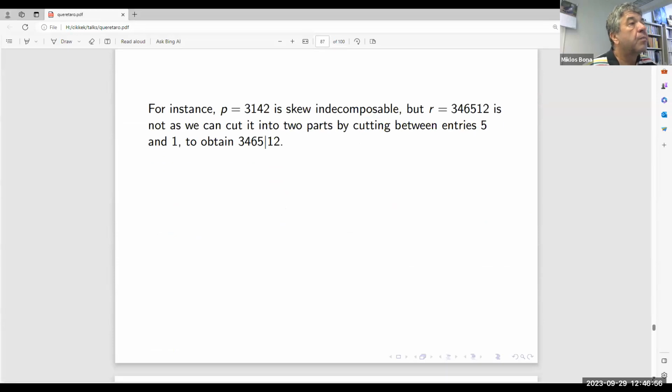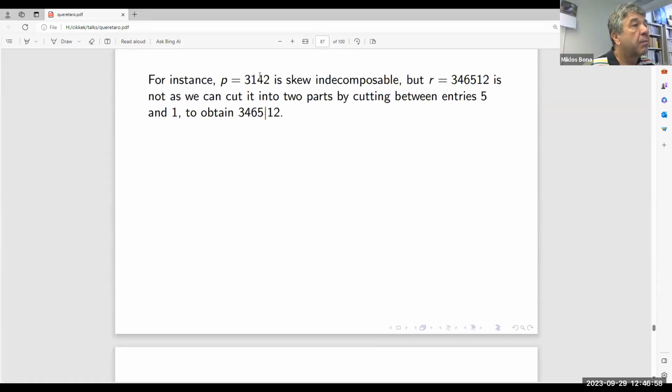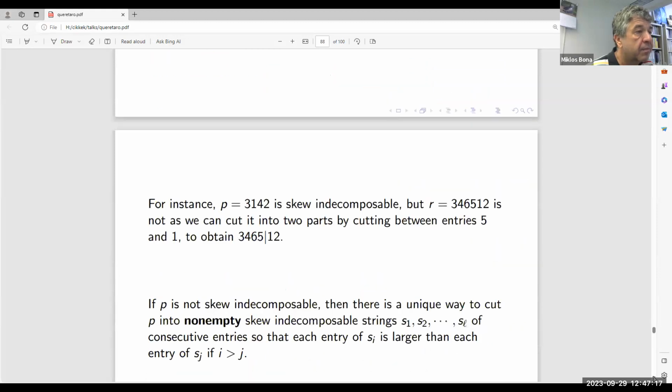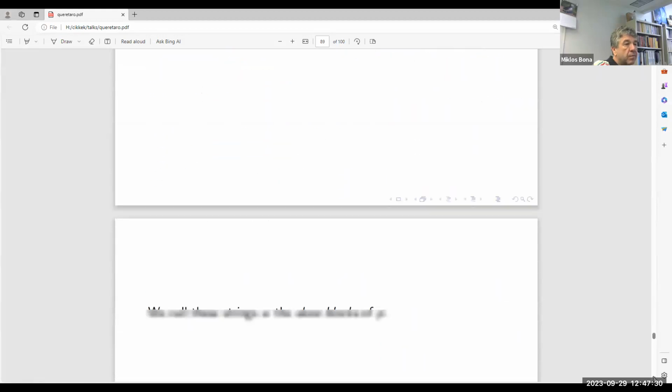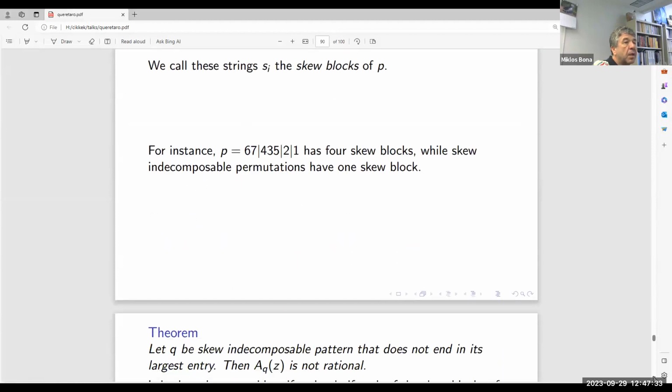Sorry about that. So we say a permutation is skew indecomposable if you cannot cut it into blocks so that everything before the cut is bigger than everything after the cut. Like this one is skew indecomposable, but this one is not because you can cut it after bit 5, and then everything before the cut is bigger than everything after the cut. Okay. If a permutation is not skew indecomposable, then there is a unique way to cut it into indecomposable strings, which I will call the blocks. Like this one has 4 blocks.